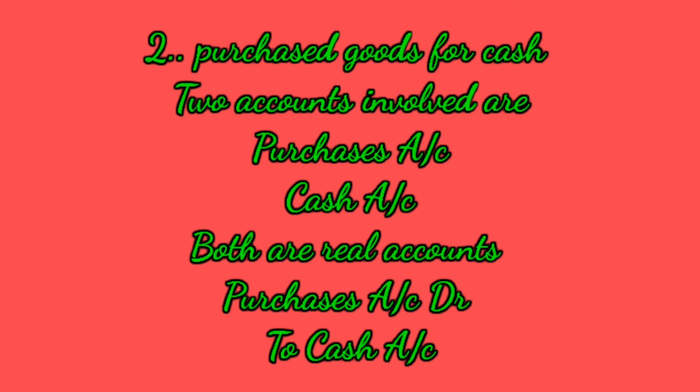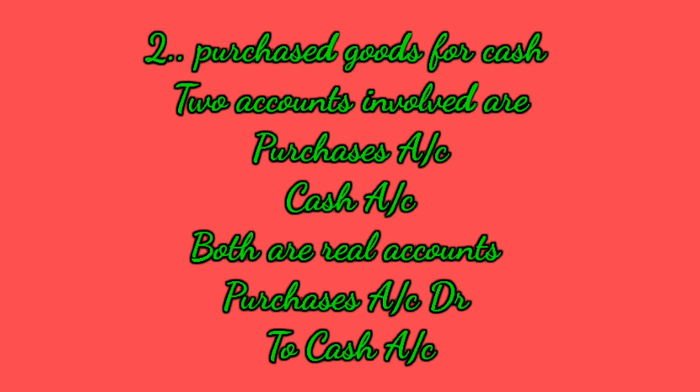Let us see the second transaction, that is purchased goods for cash. Here goods are purchased for the business by cash. So the two accounts involved in this transaction are purchases account and cash account. Let us see which rule we have to apply. Purchases account belongs to real account and cash account belongs to real account. So for both purchases account and cash account, one rule applies, that is the real account rule.